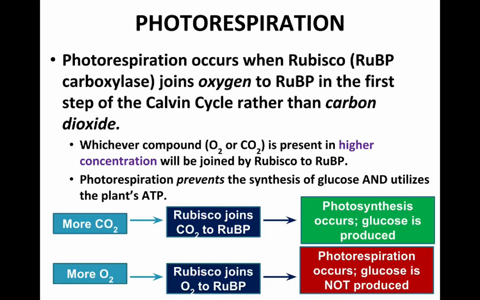Photorespiration is when the enzyme Rubisco joins oxygen to the starting material in the Calvin cycle, the RuBP in the first step of the Calvin cycle, rather than adding carbon dioxide to the RuBP.